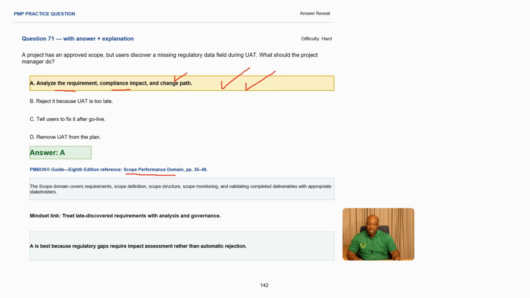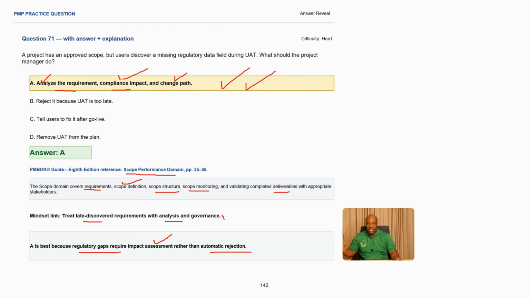We have the scope performance domain, which says it covers requirements, scope definition, scope structure, scope monitoring, and also validation of completed deliverables. So the best mindset here is to treat late discovered requirements with analysis and governance. Always analyze everything that is coming to you in a project environment. Try to understand the impact, to assess the impact on cost, risk, quality, and so on and so forth. So this is a compliance issue. So you have to make sure that you analyze it before you implement it. Making A the best answer, because regulatory gaps require impact assessment rather than just automatic rejection.